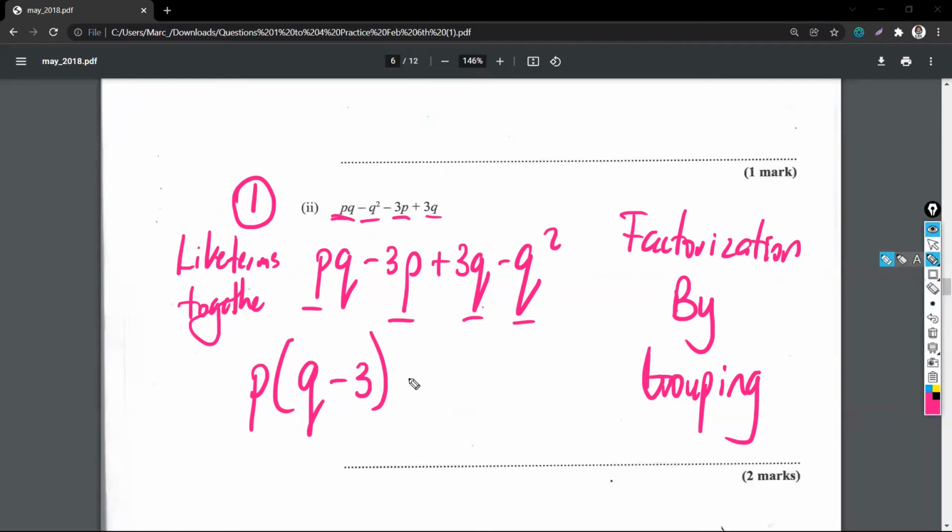I'm going to say minus Q, guys. Minus Q times Q minus 3. Make sense? Does that make sense to anybody?